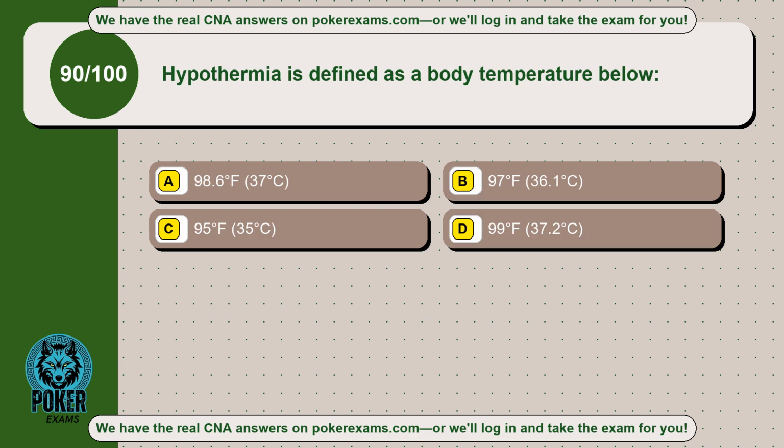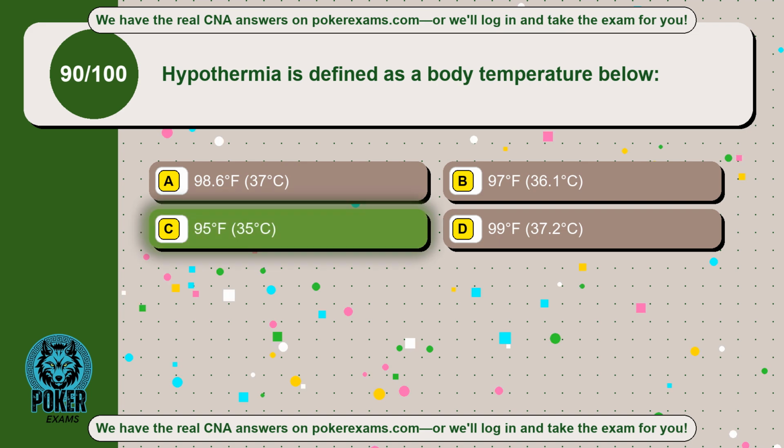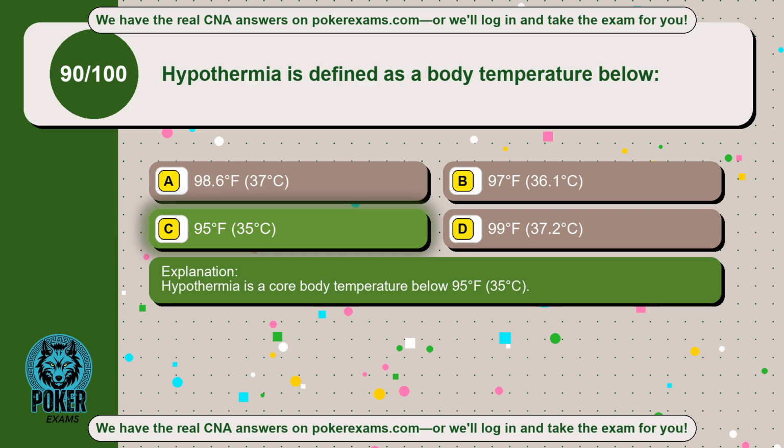Question 90. Hypothermia is defined as a body temperature below: Option A, 98.6 degrees Fahrenheit, 37 degrees Celsius. Option B, 97 degrees Fahrenheit, 36.1 degrees Celsius. Option C, 95 degrees Fahrenheit, 35 degrees Celsius. Option D, 99 degrees Fahrenheit, 37.2 degrees Celsius. The correct answer is option C. 95 degrees Fahrenheit, 35 degrees Celsius. Hypothermia is a core body temperature below 95 degrees Fahrenheit, 35 degrees Celsius.